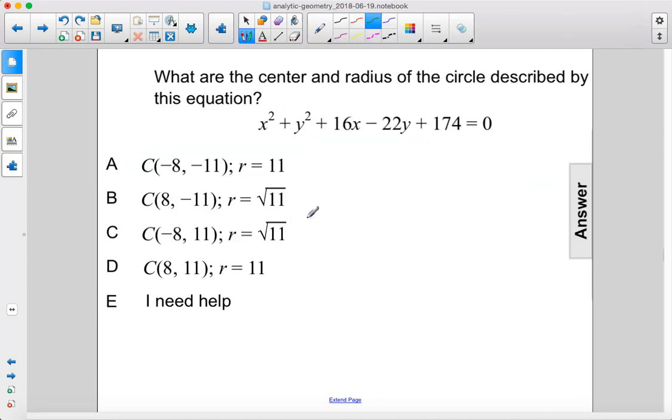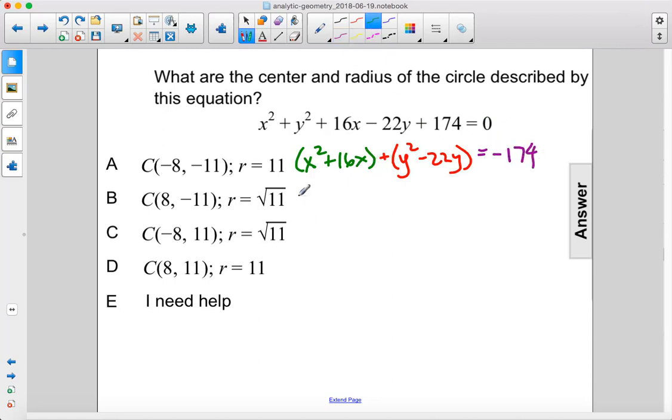What are the center and radius of the circle described by this equation? x squared plus y squared plus 16x minus 22y plus 174 equals 0. All right, so first we'll regroup. So first are the x's. So x squared plus 16x, then the y's. So y squared minus 22y, and then equal sign, we'll move the constant over there. We'll subtract 174 from both sides.